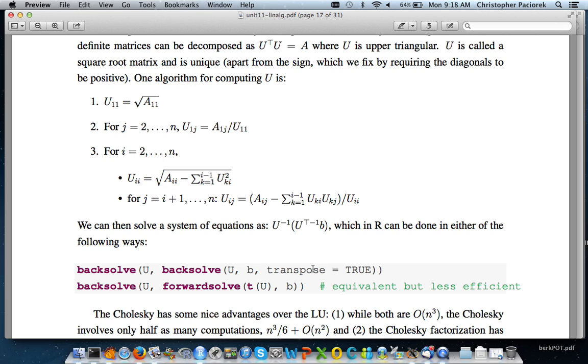Okay, so in R, this is easy to do. Once we've got U, which is just the Cholesky of A, we can call the back solve function to do a forward solve. The Cholesky decomposition by default gives us back the upper triangular factor, and so we just say transpose equals true in order to use the upper triangular factor but be able to actually do the forward solve. Okay, any questions about that?